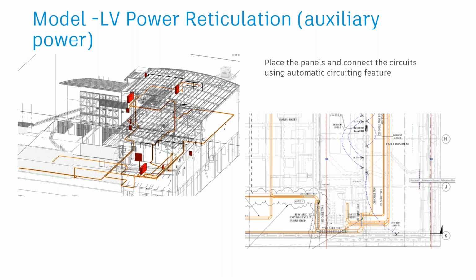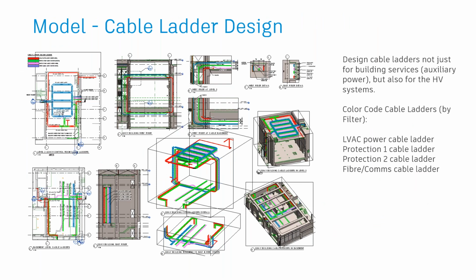Now let's talk about the circuiting aspects which we need to model in these substations. Tools like Revit help us do these power reticulations, or what we call auxiliary power. We have an amazing automatic circuiting feature which helps us connect the panels and circuits and display them in our drawings. Or it could be going into the nitty-gritties of modeling cable ladders, color coding them, and filtering them into categories like LVAC power cables, protection cables, fiber cables, etc., and neatly representing those in the different outputs of the cable ladder design drawings which we require.